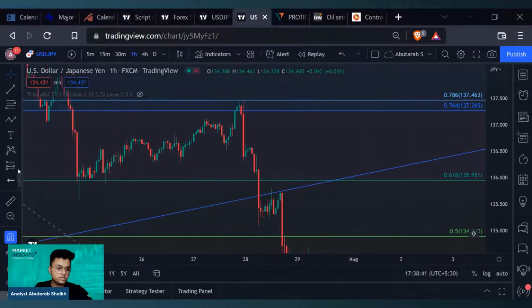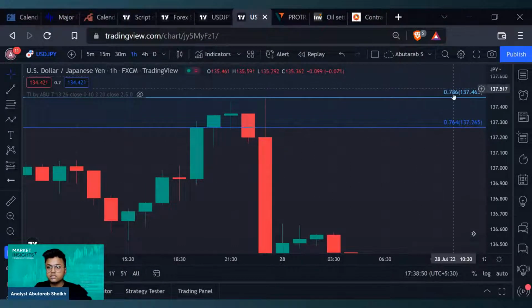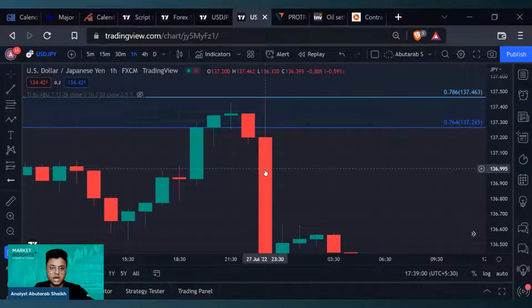Look at how precise technical analysis can be. Look at this candle and at the high of this candle, how precise it is. The 78.6 is a very important retracement level in Fibonacci retracement, and the price level here is 137.463. Let's see the high of this candle, a one-hourly candle, 137.462.